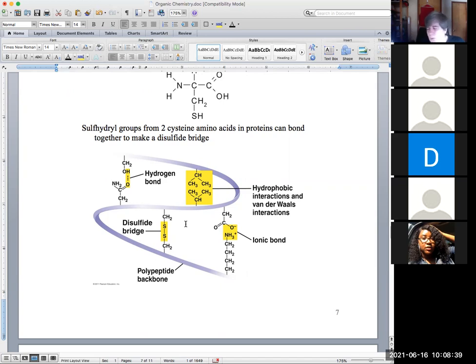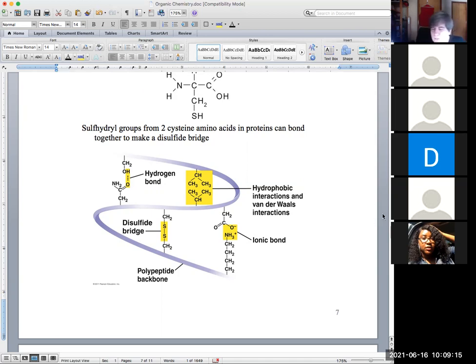Now, this can be very important because remember, we've said, even though molecules are very small, they work according to their three-dimensional shape. And where we have a disulfide bridge, we tie two sections of a molecule together, or sometimes we attach one molecule to another. So we affect their shape. So one example of how much this affects the shape is if you've ever gotten something called a perm.